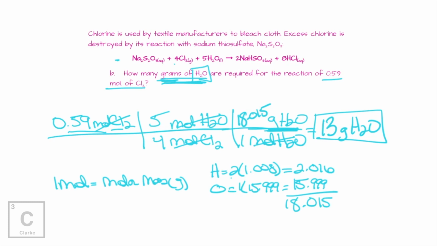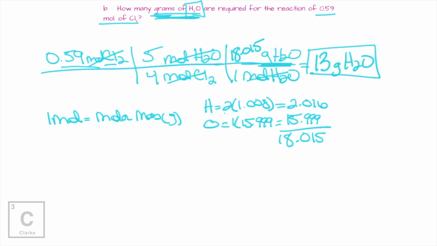Are you wondering how I put that in the calculator? Here, let me write out what my calculator display shows. In the calculator, I typed in 0.59 times 5, because I'm going across right here to 5, divided by 4, because 4 is on bottom, times 18.015. I hope that helped. Especially if you were thinking, what is she doing? Okay, let's look at another example.